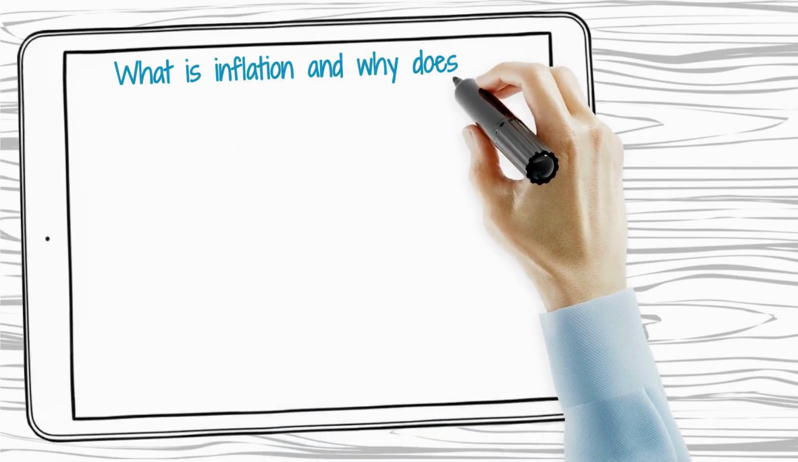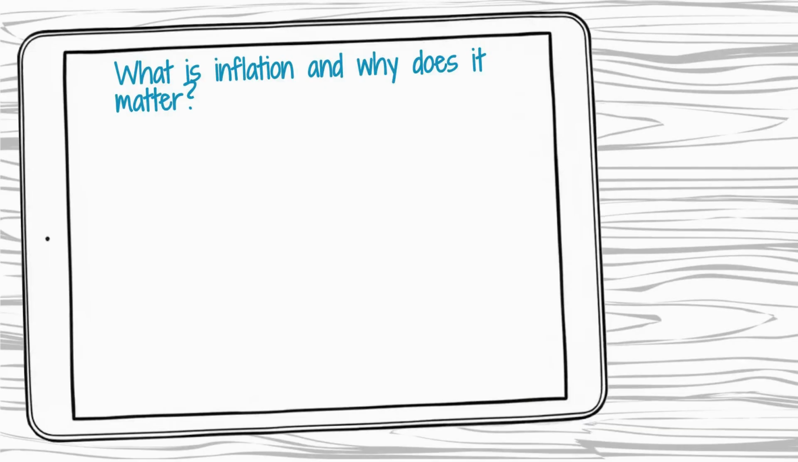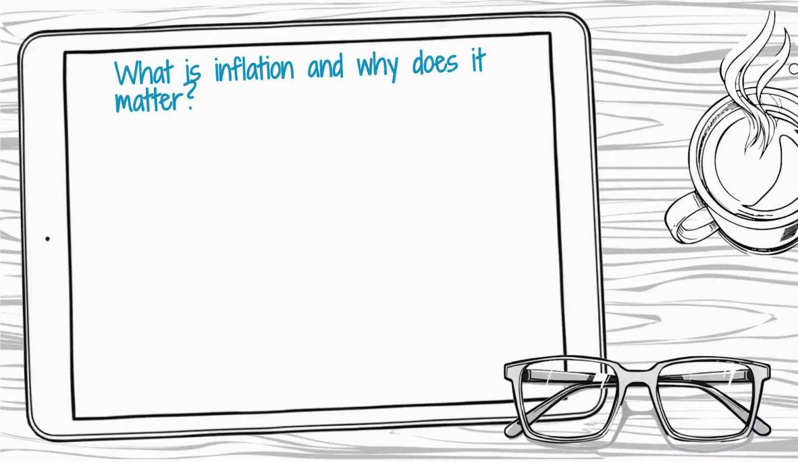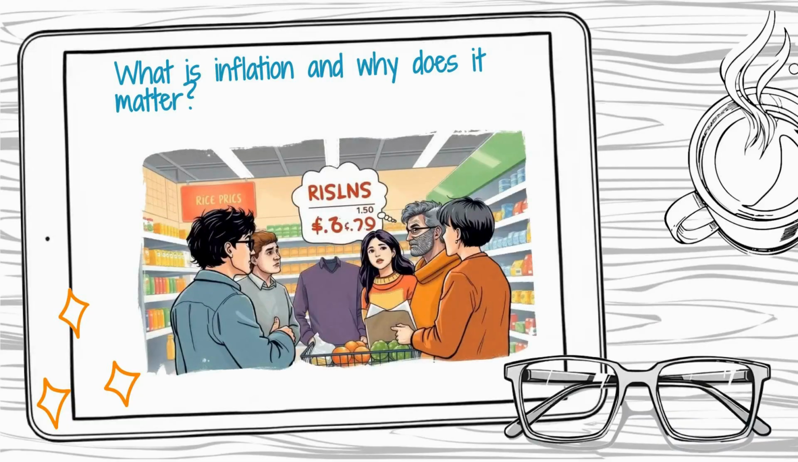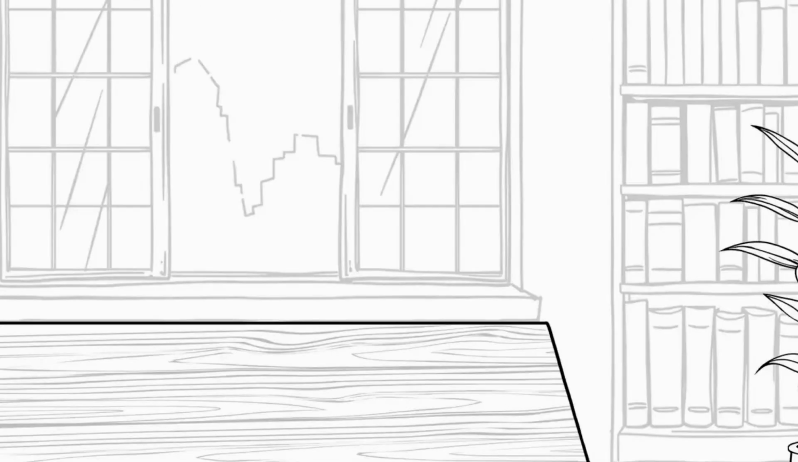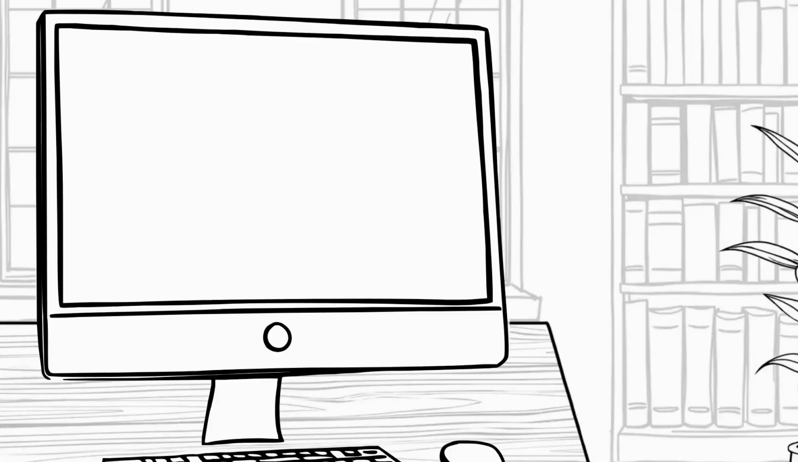Inflation is a term we hear often, but what exactly is it and why does it happen? Simply put, inflation is the rate at which the general level of prices for goods and services rises, which consequently decreases the purchasing power of a currency. But what causes inflation? There are a few key factors.